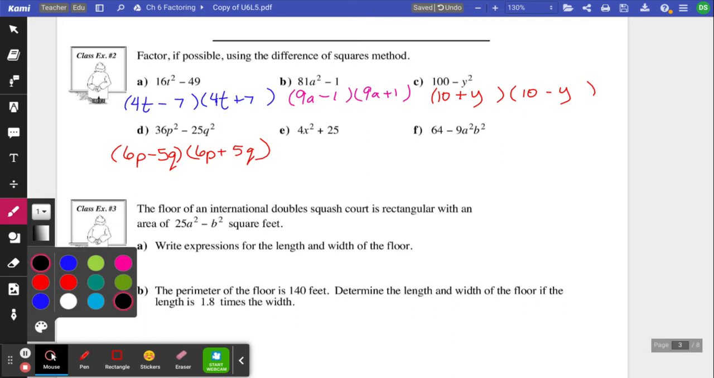Letter E. Joey. Not possible. Is this the difference of 2 squares? No. Well, it's got 2 squares. I've got 2 squares. What's the problem? So, there's a plus sign. That was easy. Not possible.